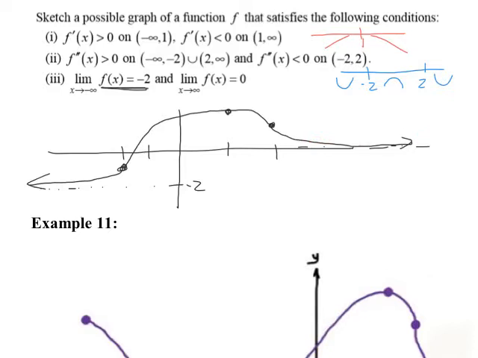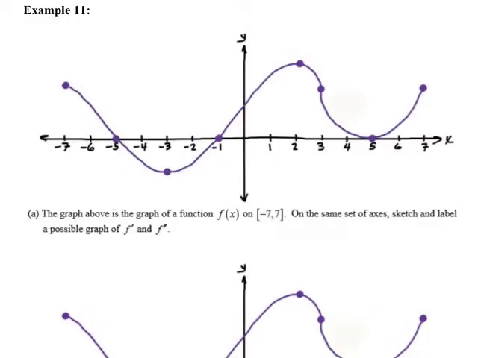Okay, example 11. In part A of example 11, we are given the graph of the function, and we want to graph the derivative of the function. So what I'm going to do is first divide this graph up into portions that have key changes happening, and then we'll discuss what's going on in each of those portions.